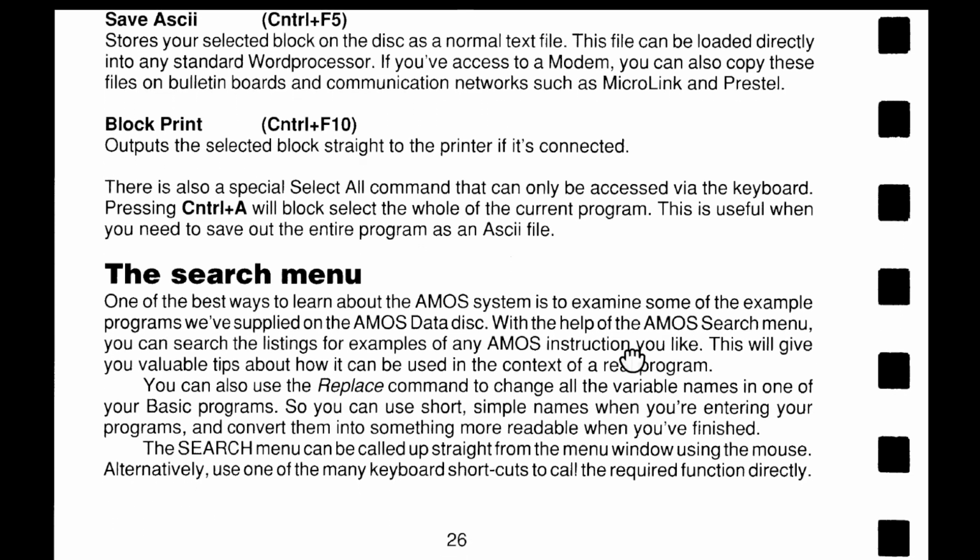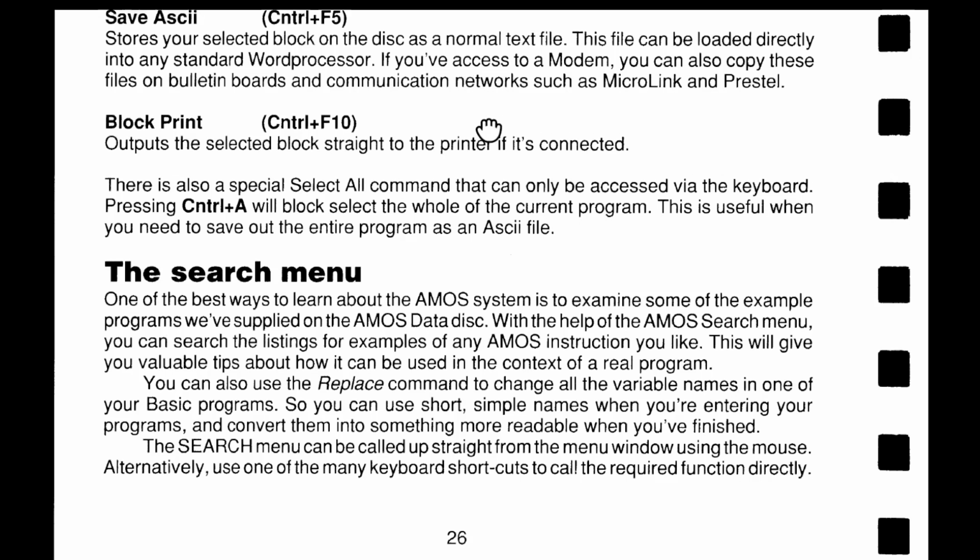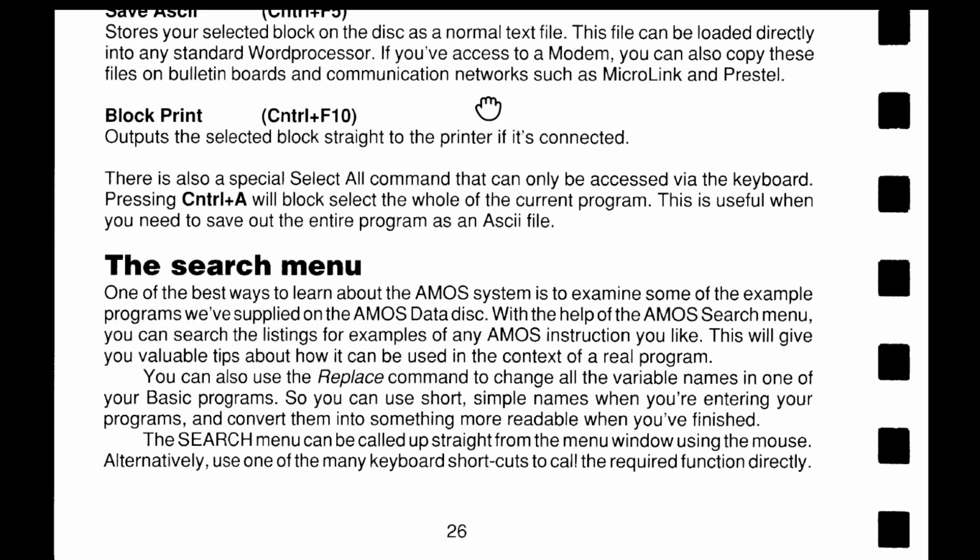Save ASC, CTRL and F8. Stores your selected block on the disk as a normal text file. This file can be loaded directly into any standard word processor. If you've access to a modem, you can also copy these files onto bulletin boards and communication networks such as MICROLINK and Prestel. Block print, CTRL and F10. Outputs the selected block straight to the printer if it's connected.